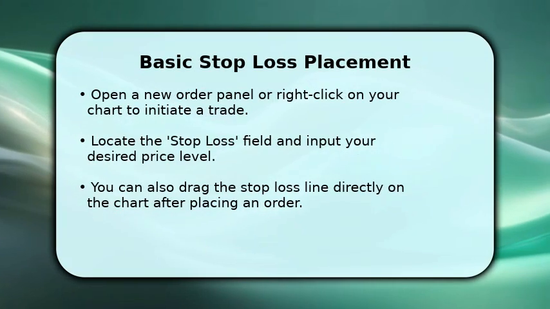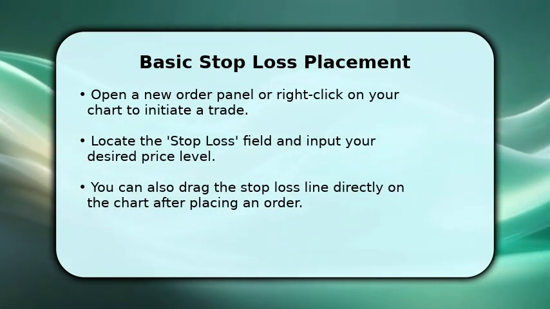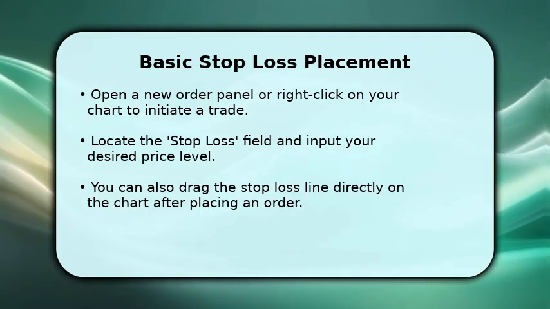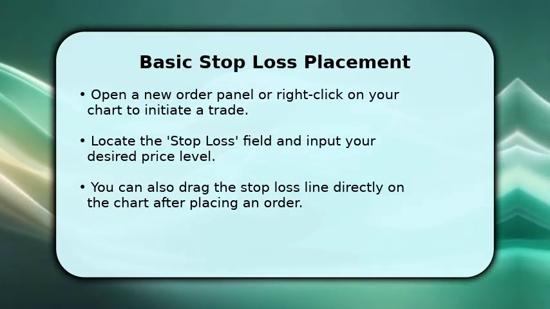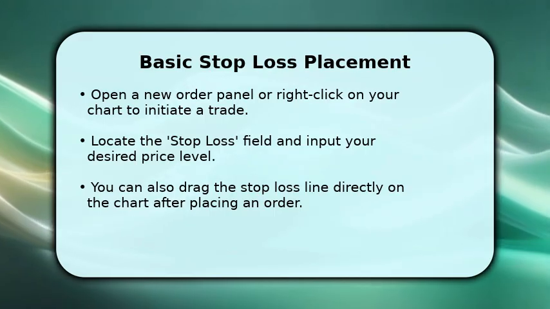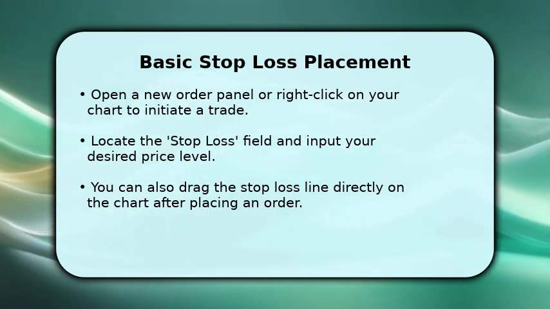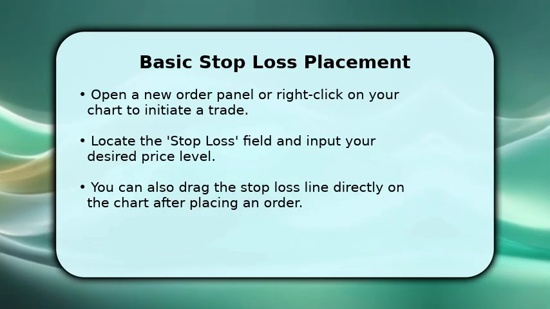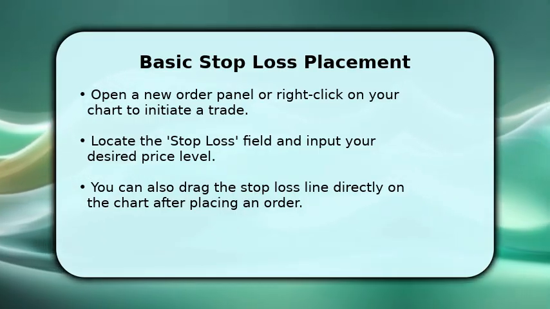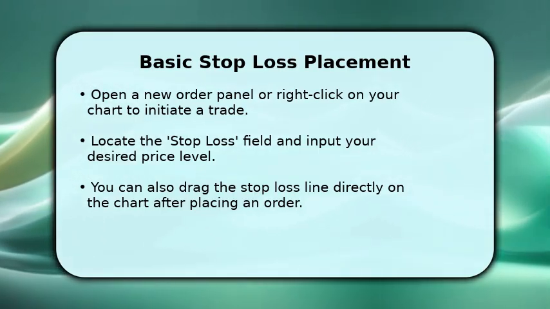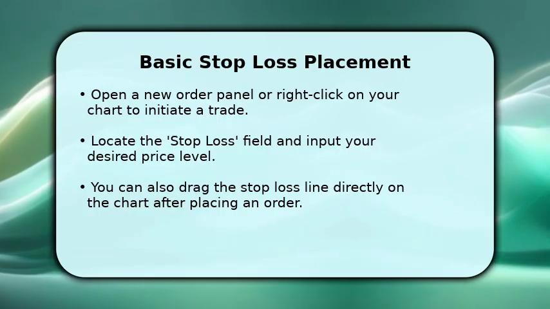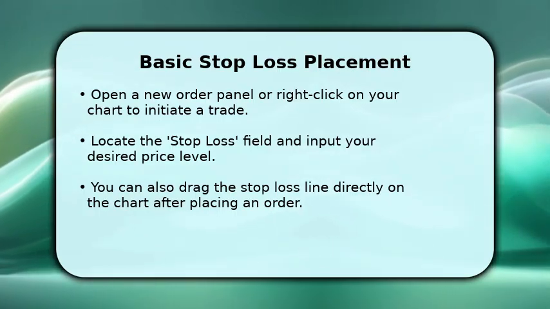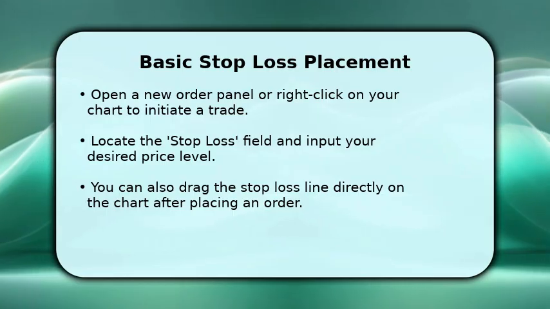To place a basic stop loss, first open your order panel or right-click on the chart where you want to enter a trade. You will see a dedicated field for stop loss where you can input a specific price. Alternatively, after your order is placed, a horizontal line representing your stop loss will appear on the chart. You can then simply click and drag this line to your desired level, making adjustments quick and visual.